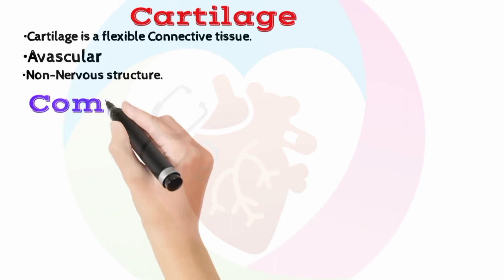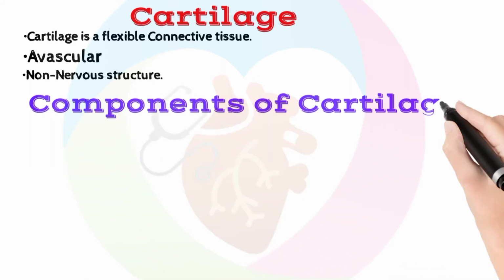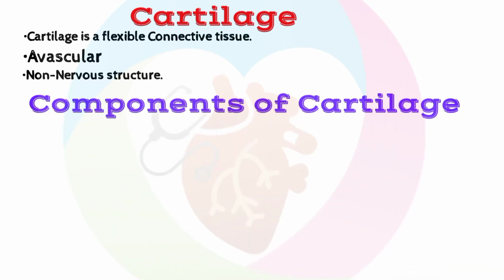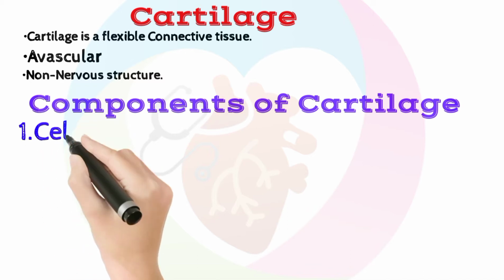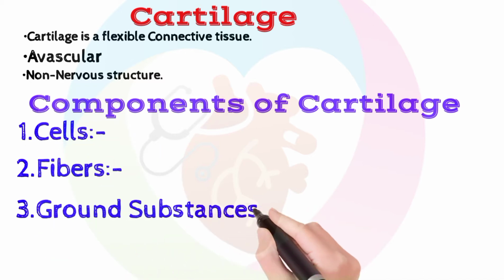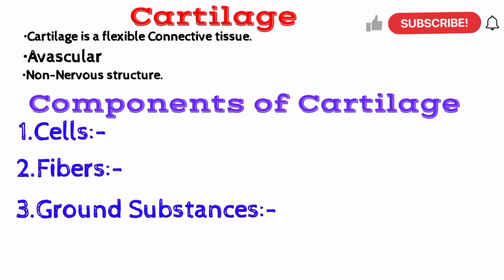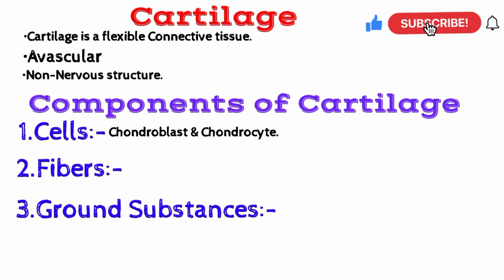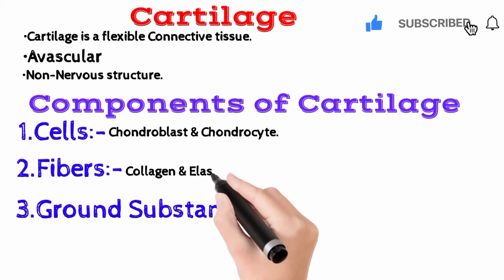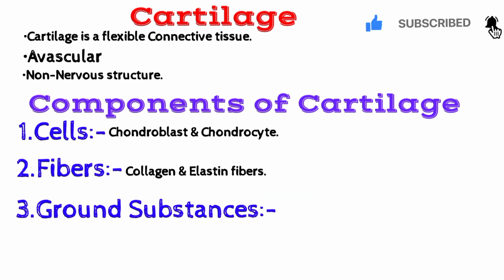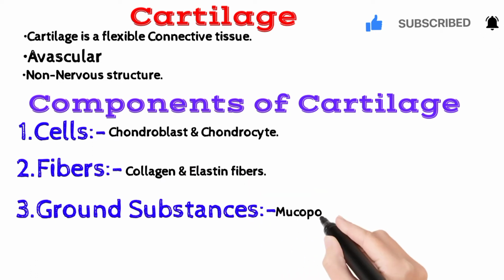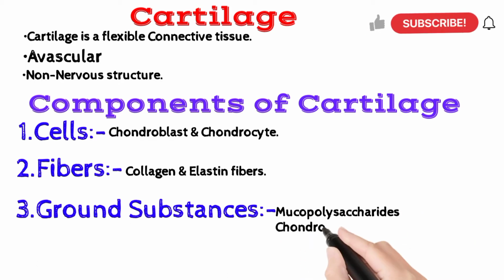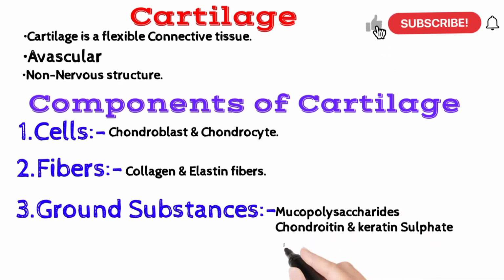Now coming to the structural components of cartilage. Cartilage is made up of cells, fibers, and ground substance. Cells of cartilage are mainly chondroblasts and chondrocytes. Fibers of cartilage are mainly collagen and also elastin. Ground substance includes mucopolysaccharide, chondroitin sulfate, keratan sulfate, and also hyaluronic acid.